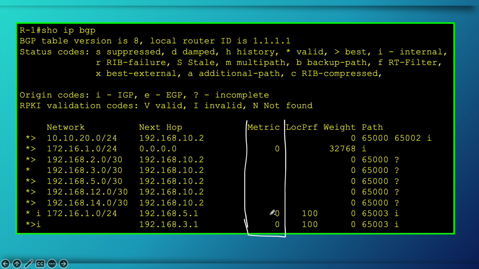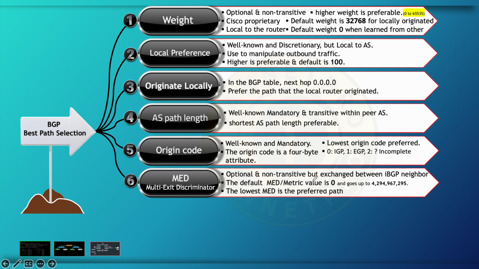The default is 0. It is showing 0 because it's run by IBGP only, and it's locally originated. That's what it is. Hope it is informative for you, right?